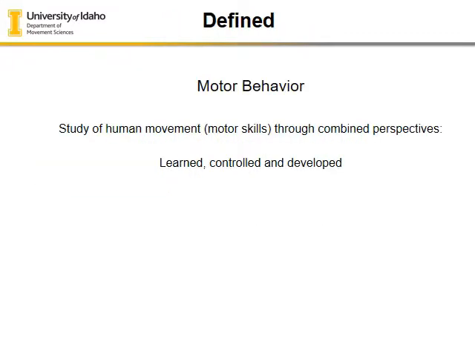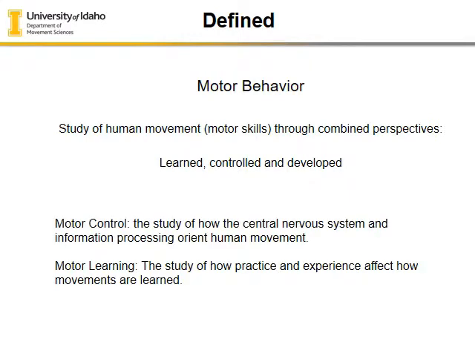So motor behavior is defined as the study of human movement. And when we think about human movement, we specifically think about motor skills through combined perspectives. And these three are learned, controlled, and developed. And so if we define them individually, motor control is simply the study of how the central nervous system, so brain and spinal cord, create this information processing component. And they really structure the patterns of motion. And you'll hear us talk about a motor pattern or a movement pattern quite a bit in this class.